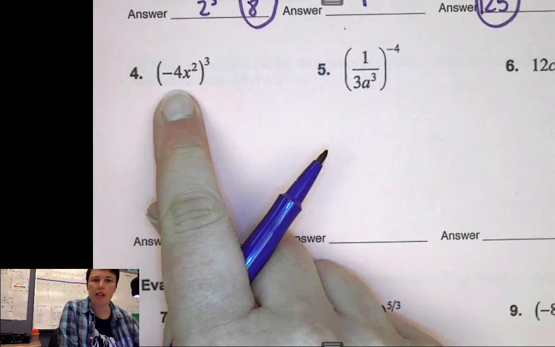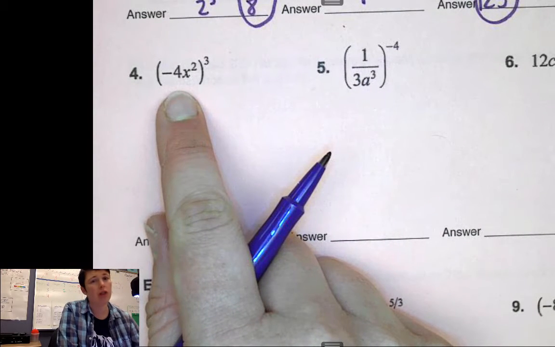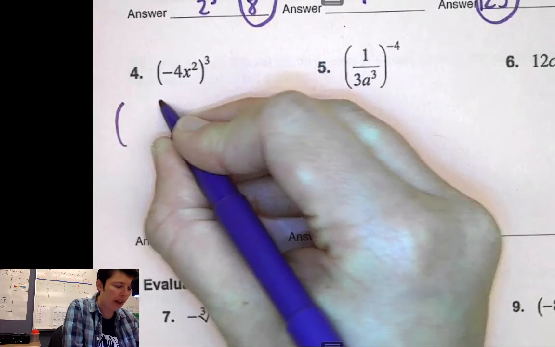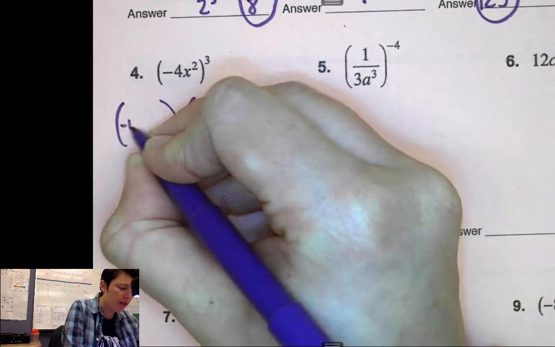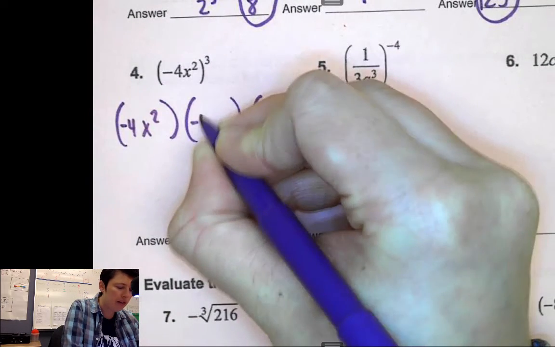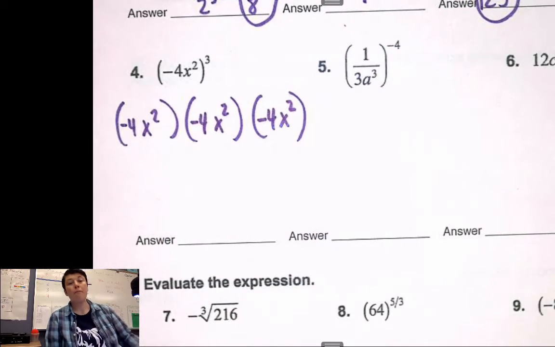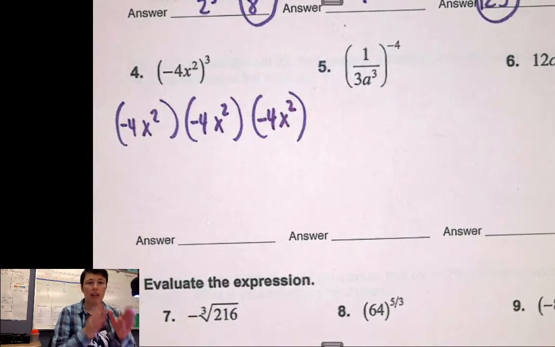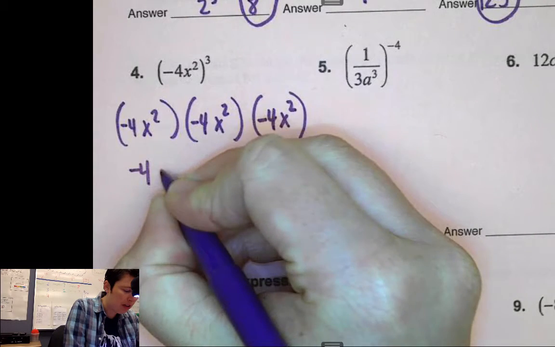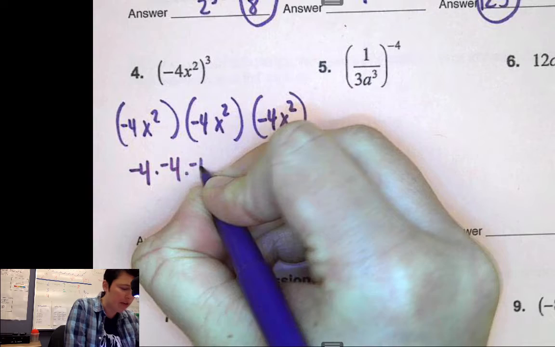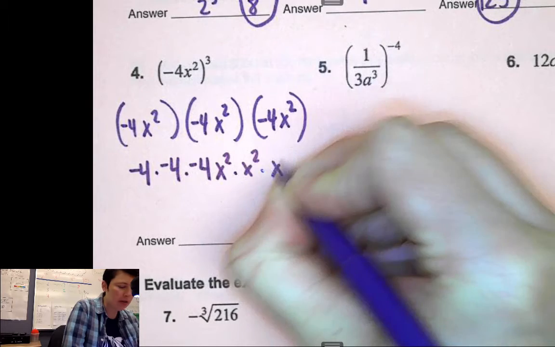We have a big parenthesis to the 3rd power. I'm going to go about this 2 ways. One way is to go the long route and break it out. To the 3rd power means I have 3 of these parentheses. And inside these parentheses, I have a negative 4 and an x squared, a negative 4 and an x squared, a negative 4 and an x squared. Which means I need to multiply this out. I need to do negative 4 times negative 4 times negative 4. In fact, I'm going to write negative 4 times negative 4 times negative 4. And then I need to do x squared times x squared times x squared.